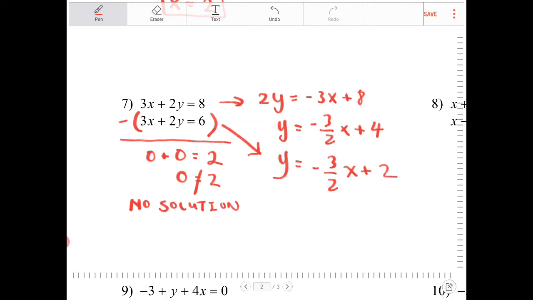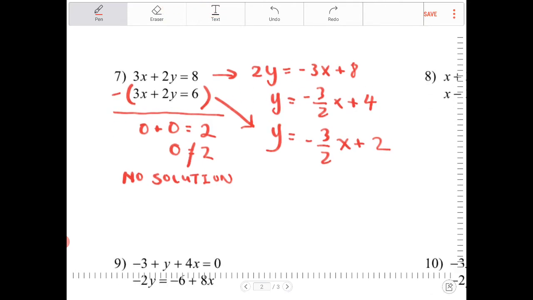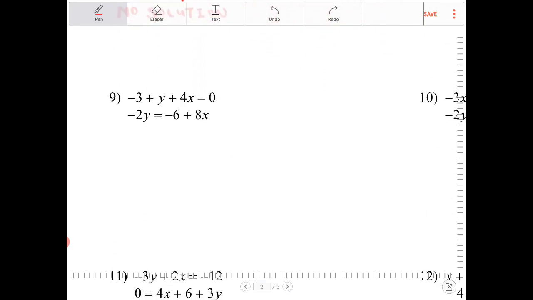So again, looking at these two equations, we're going to see that we actually have two equations with the same slope. Anytime that you have linear equations with the same slope but different y-intercept, that is, you automatically know that we're going to have no solution because the lines will end up being parallel.